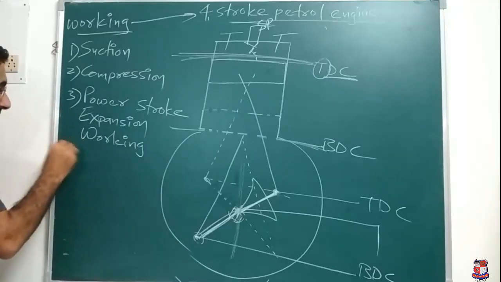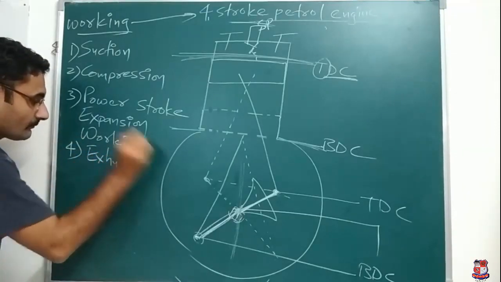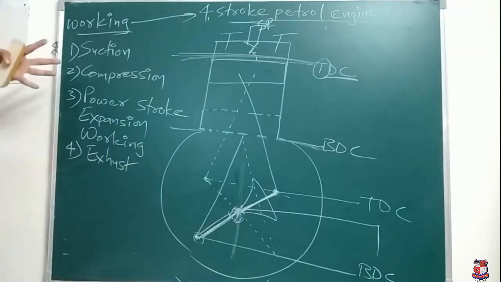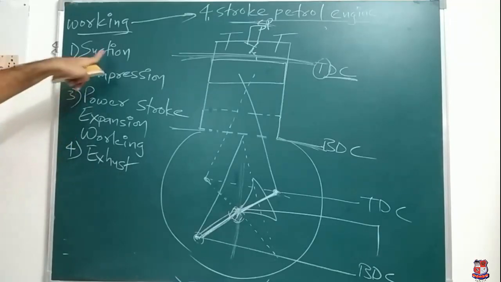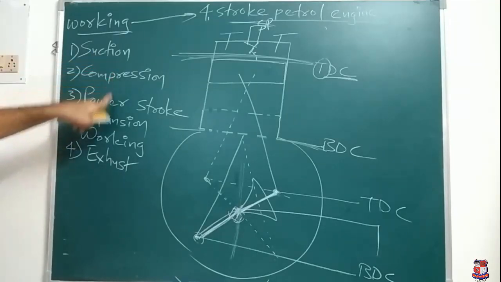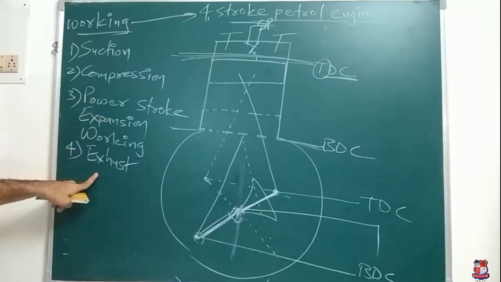And finally we will say stroke number 4 is exhaust stroke. So total 4 strokes are there. This sequence is very important to remember. First one suction, compression, power or expansion or working, and last one is exhaust stroke.